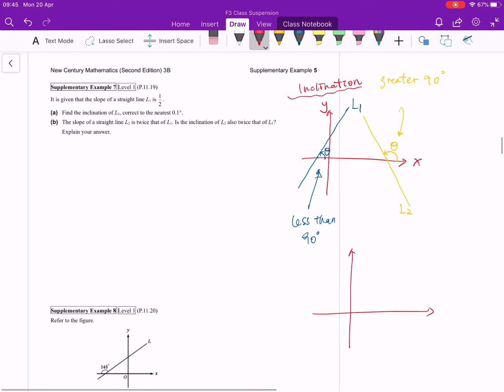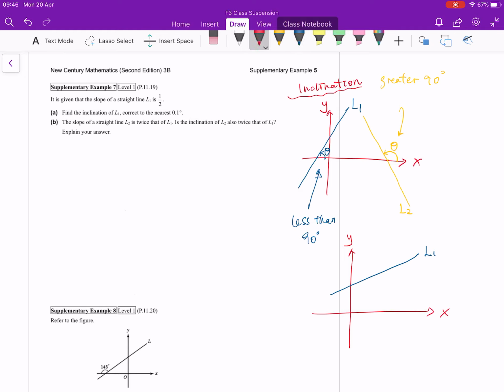Okay, one more thing to remind you, actually sometimes you may meet a straight line. Let me draw another coordinate plane like this. Okay, maybe on this part you can see it doesn't intersect with x-axis. So how can we find out the inclination?